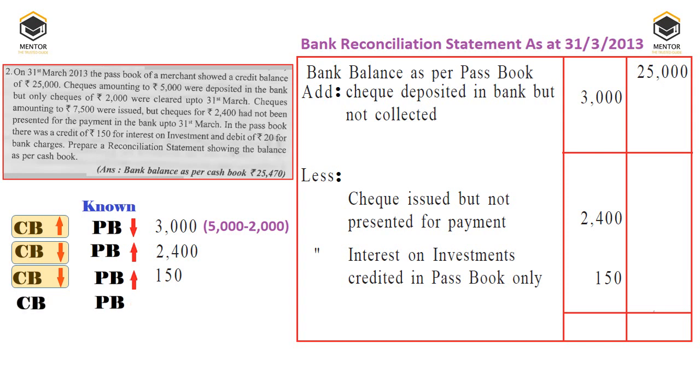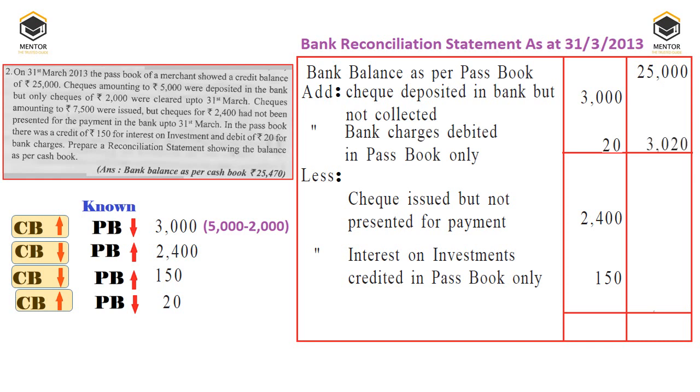Then bank charges. What will happen? Bank charges are debited in the passbook, the banker has made the payment, so the passbook balance will decrease, whereas this information is not recorded in the cash book, so the cash book balance will be more. Which one do we need to find out? Cash book. So the cash book should be added because of the above arrow. So bank charges debited in the passbook only, 20 rupees. Once it is done, make the summation.